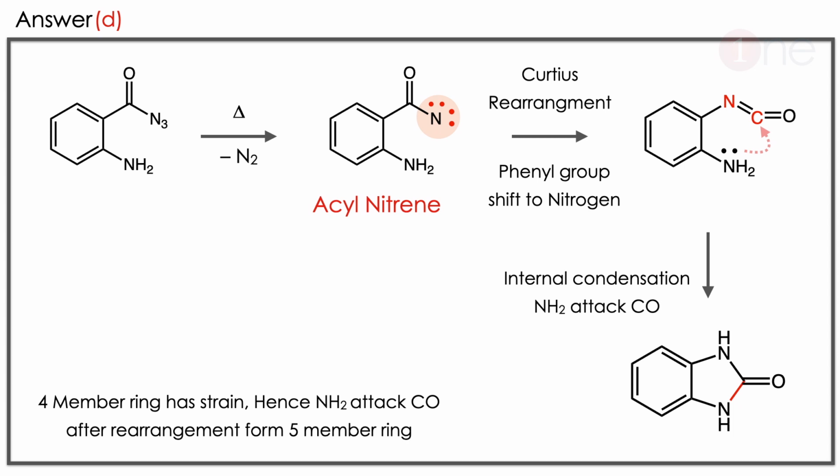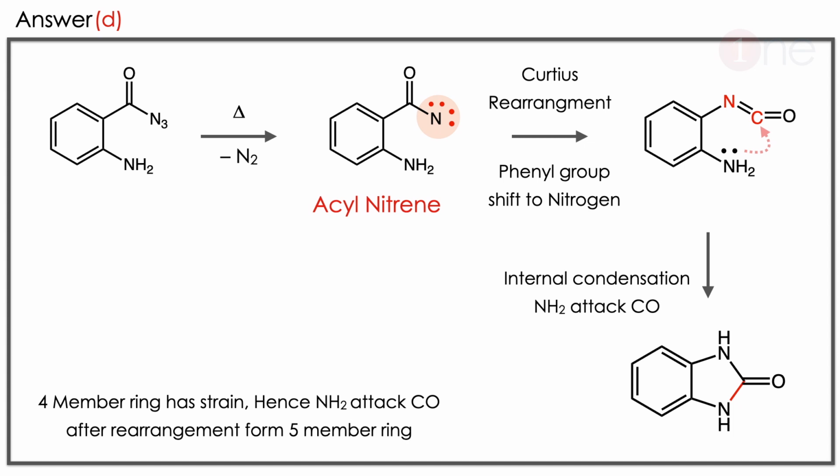Then the rearrangement will happen. Only the phenyl group will move. So here we have written that the phenyl group has moved and the product is formed. The product is isocyanate. There is a possibility of internal condensation. Since the amine has a lone pair, it can attack the carbonyl carbon. The product can be a 5-member ring. So the product is a 5-member ring, so amide on both sides.